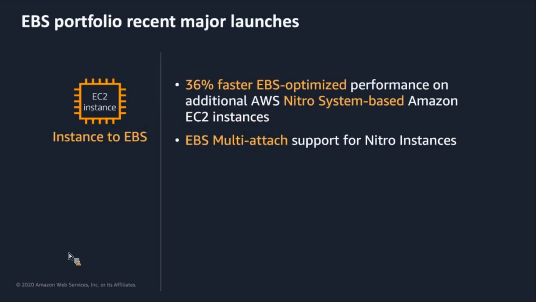Let's start with the EC2 instance. In December of 2019, we increased the EBS Optimized Bandwidth. If you're not familiar with EBS Optimized Bandwidth, it is a dedicated bandwidth for EC2 instances to access the EBS storage. This is independent of the VPC networking bandwidth that you provision to your EC2 instance. We increased it in December 2019 by about 36%.